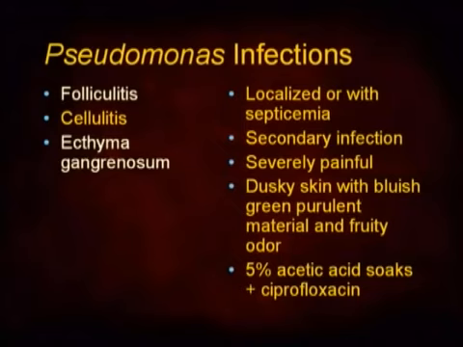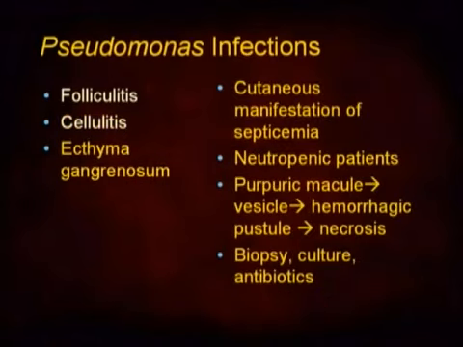Pseudomonas can also cause cellulitis, and this is usually a secondary infection. So as I said, not usually an initial perpetrator. It likes to have the door opened by something else. So Pseudomonas can occur as a secondary infection in cellulitis, and sometimes patients can develop septicemia, and when we get to ecthyma gangrenosum, you'll see what some of the sequelae from septicemia with Pseudomonas can be. The cellulitis is usually pretty tender and dusky with that purulent material and fruity odor that's associated with Pseudomonas in particular. And again, those acetic acid soaks and ciprofloxacin are good treatments for it.